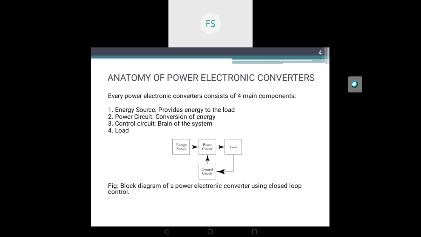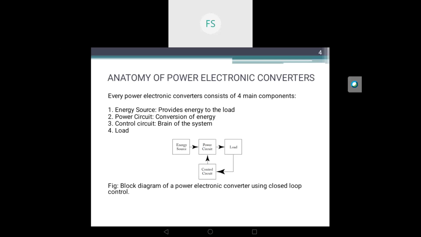Now, the third component, that is the load. I don't want to explain much about the load because we all know that a load is usually a machinery designed to accomplish a specific task. The fourth component is known as the brain of the system, that is the control circuit. Why is it called so? Since it provides the required signal to the power circuit, that's why it is known as the brain of the system.